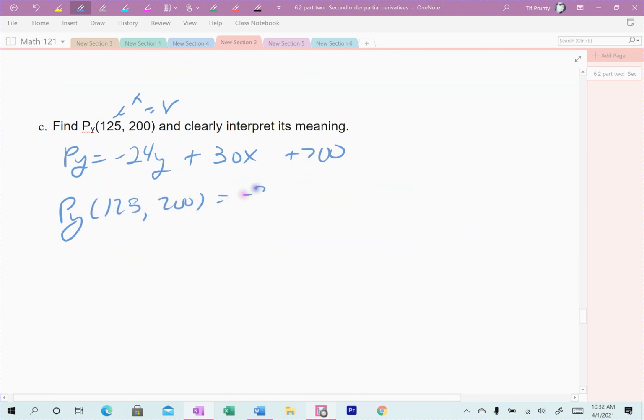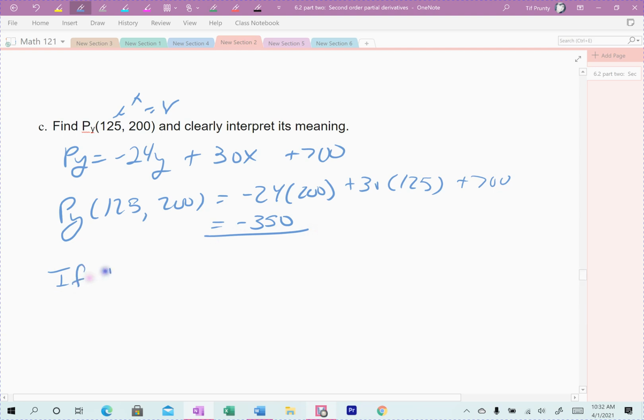Again, make sure you're careful. It's negative 24 times 200. A lot of times students will put the wrong value and put 125. Make sure y goes in the y spot. 30 times x, which is 125. Often students will flip the x and the y in this case because they're in a different order than what they're used to. This time, for whatever reason, the change is in the negative direction. Comes out negative 300. Profit can have a positive change or negative change or zero. Zero would be no change.